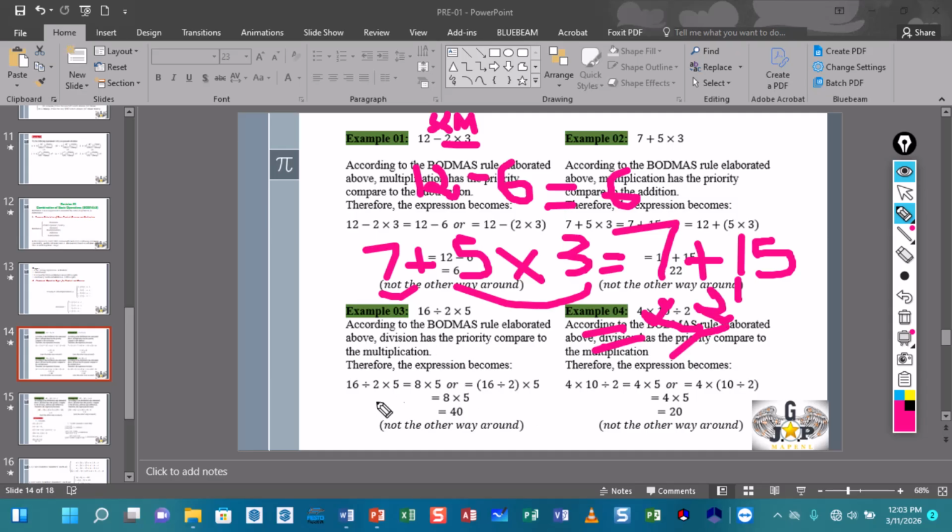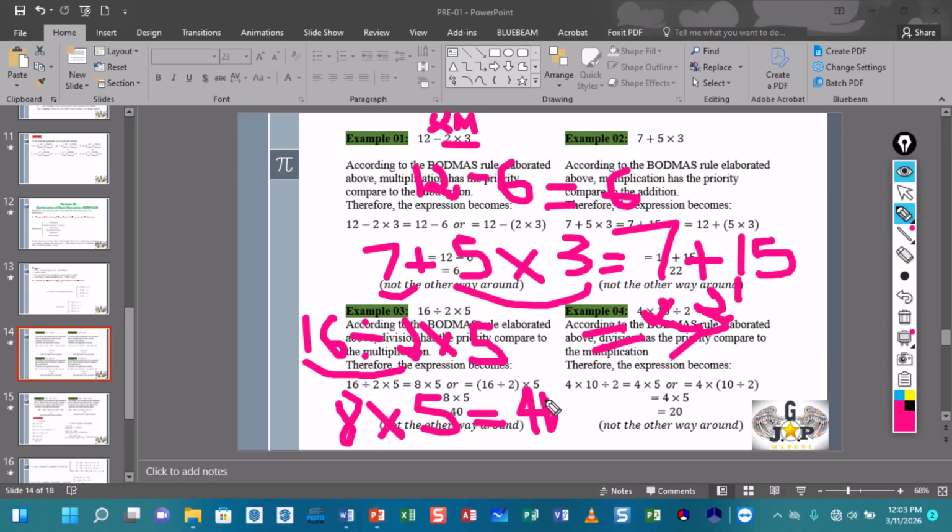In this case here, we have 16 divided by 2 times 5, something like this. According to BODMAS, the D comes before the M. So that means I have to start with the division here. 16 divided by 2 gives me 8. I multiply it by 5, which gives us 40, right? It gives us 40 automatically.